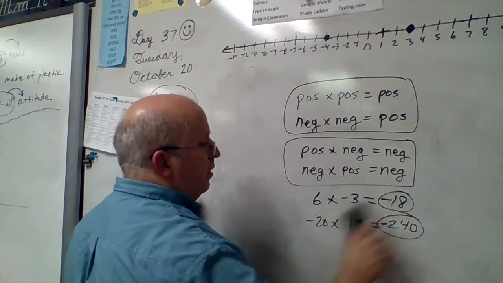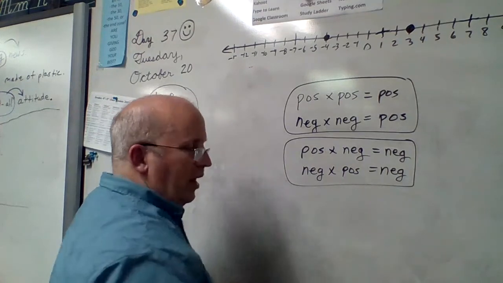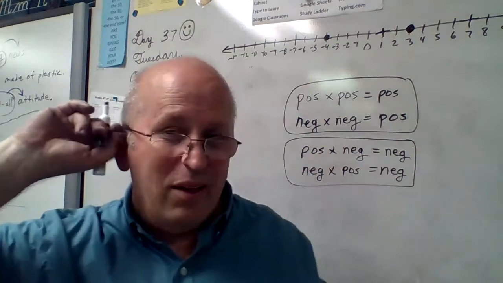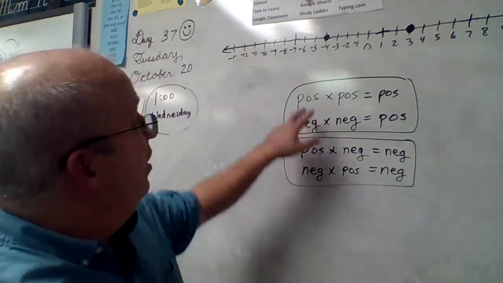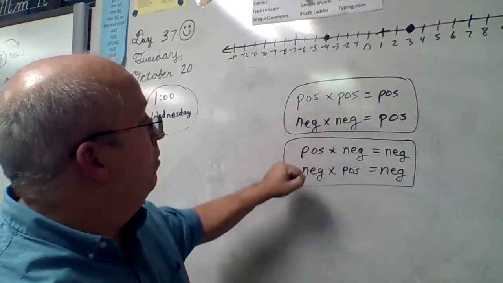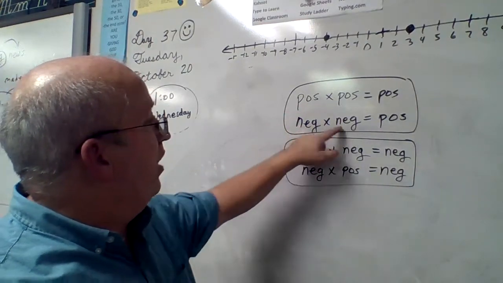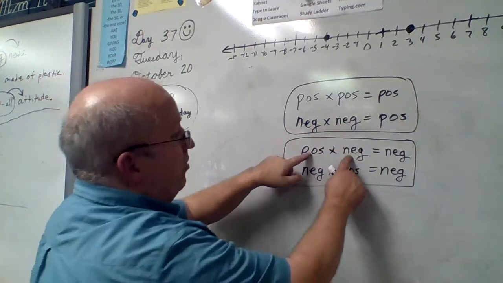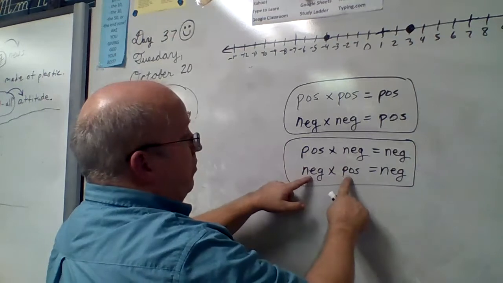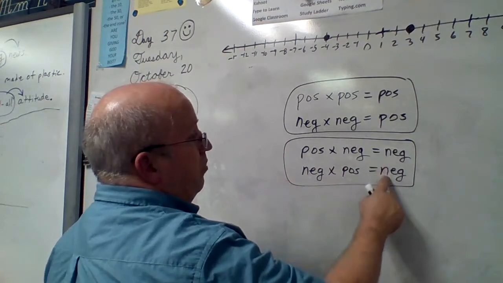A negative times a positive, or a positive times a negative, the answer is negative in both cases. Negative. So in reality, when this comes to multiplying, it's really just two rules. If the signs are the same, the answer is a positive answer. If the signs are different, the answer is always negative.